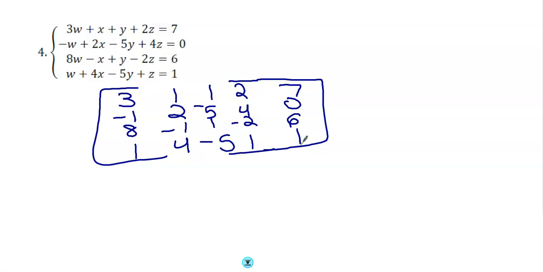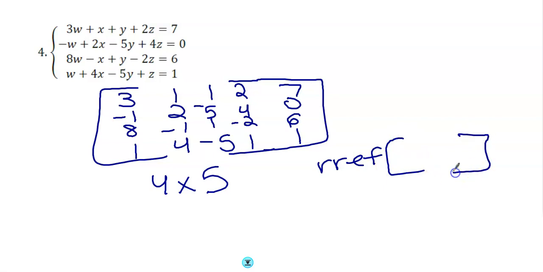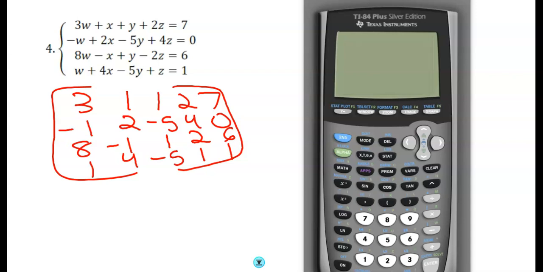So let's see. How many rows do I have? I have 4. And how many columns? 1, 2, 3, 4, 5. So a 4 by 5. Again, ref. Then let's plug this in and see what we get for these answers. All right, guys. So we're going to plug this matrix in, and then we're going to go second quit, second matrix, go over to math, rref, go back into matrix, click A, and enter, and here we go. And here are our answers for W, X, Y, and Z.